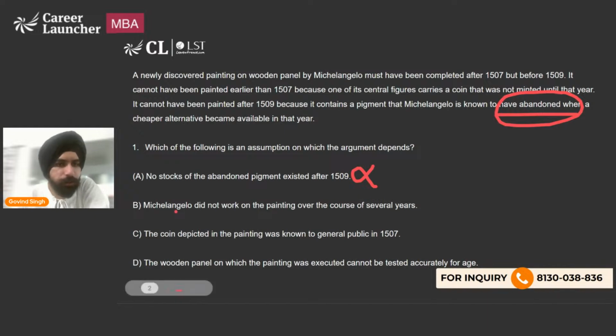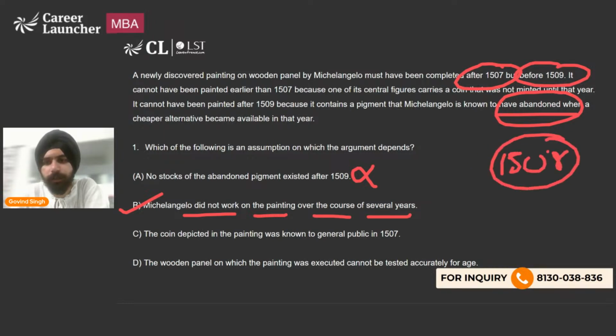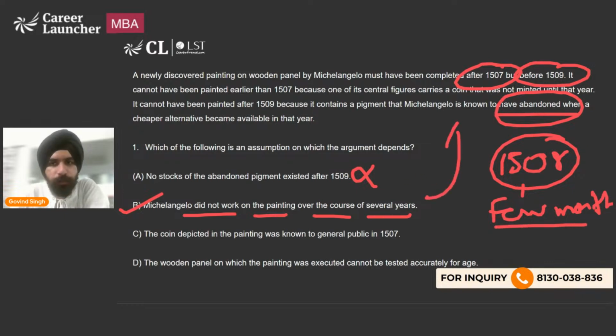Let's look at the next option, option B. Michelangelo did not work on the painting over the course of several years. Yes, this is a very valid assumption that it cannot be over a course of several years, because he started it after 1507 and completed it before 1509. So several years means multiple years, but this spans only during 1508. That means it was completed either in a few months or in a few weeks. That is a very valid assumption which we have to take for the argument to hold true.